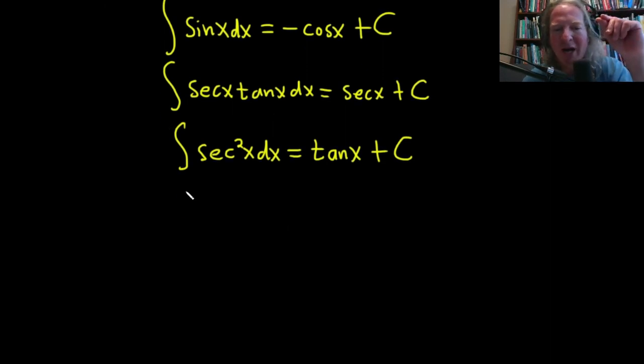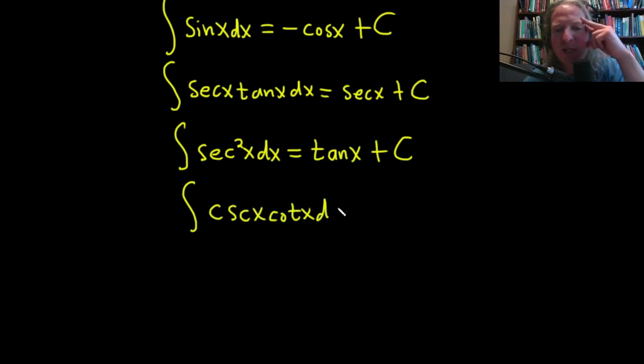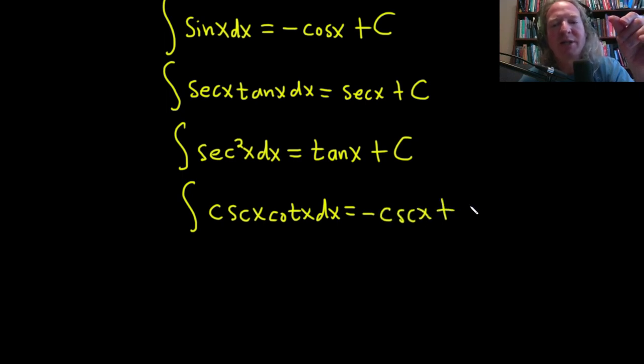And then we get to the unpopular ones, the ones that don't come up so much. Cosecant x, cotangent x, dx. So what's a function whose derivative is cosecant cotangent? Well, the derivative of cosecant is negative cosecant cotangent, so this requires a negative cosecant x plus c. Again, the derivative of cosecant is negative cosecant cotangent. We've already got a negative, so it will become positive.